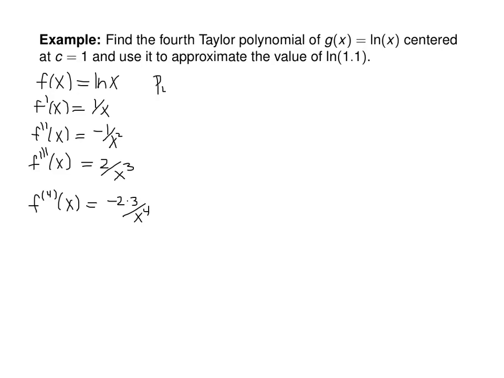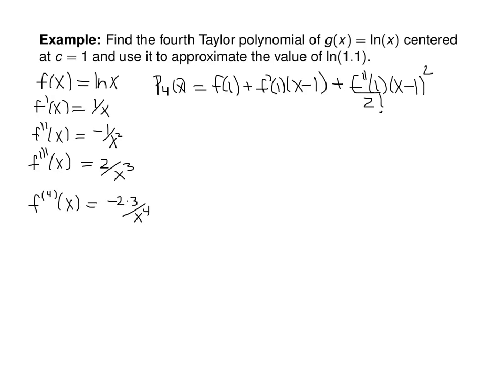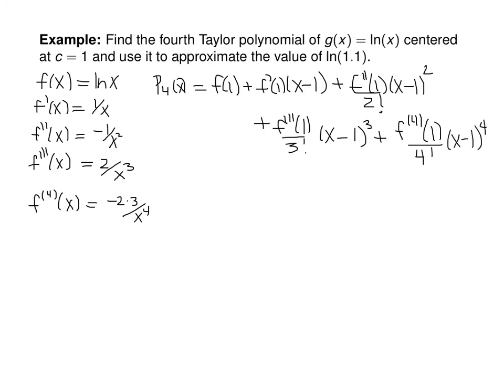Now in general, P4 of x will equal, in this case, f of 1, because 1 is our c, plus f prime of 1 times x minus 1, plus the second derivative at 1, multiplied by x minus 1 squared over 2 factorial, plus the third derivative at 1 over 3 factorial, x minus 1 to the third, plus the fourth derivative at 1 over 4 factorial multiplied by x minus 1 to the 4th. So we have that P4 of x.